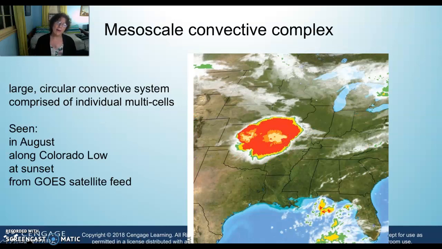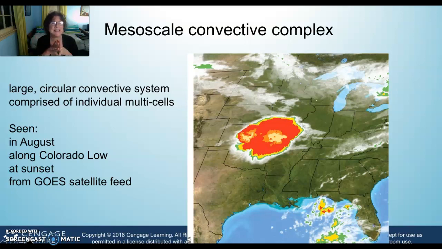When you have many multi-cell thunderstorms grouped together, they can form one of two things. They can form into one big grouping that tends to form into a circle, a mesoscale convective complex. You might see it in the NOAA forecast discussions as an MCC, mesoscale convective complex.